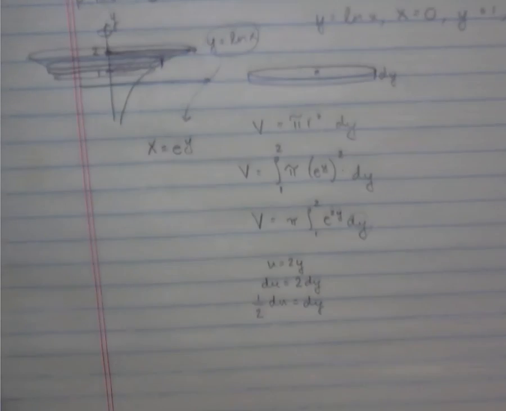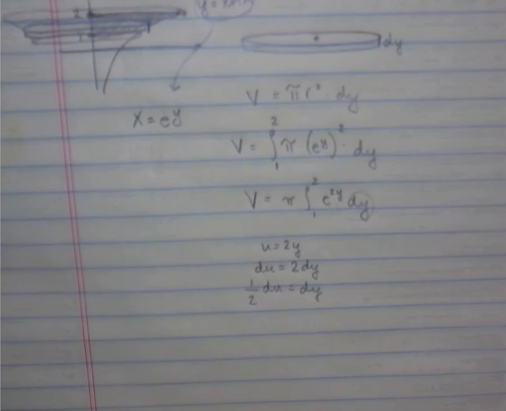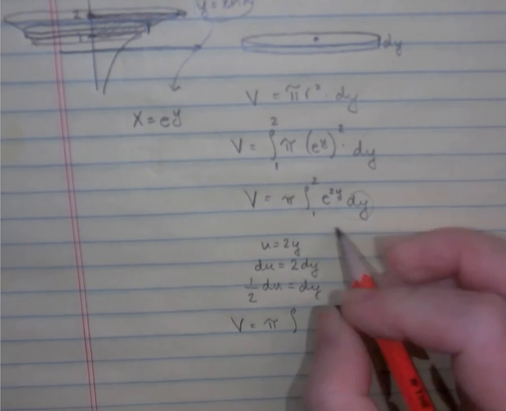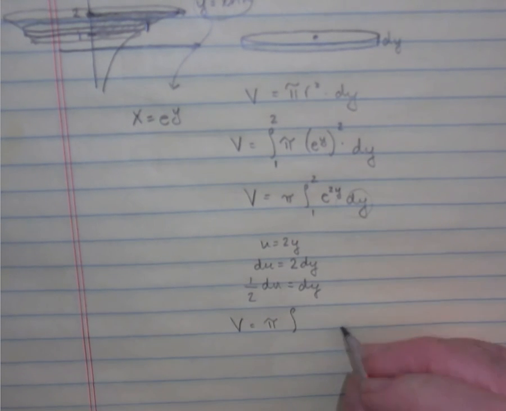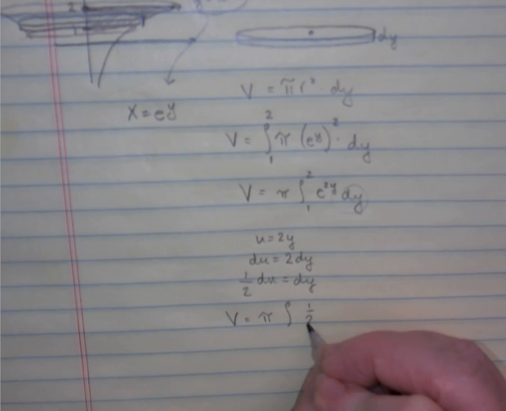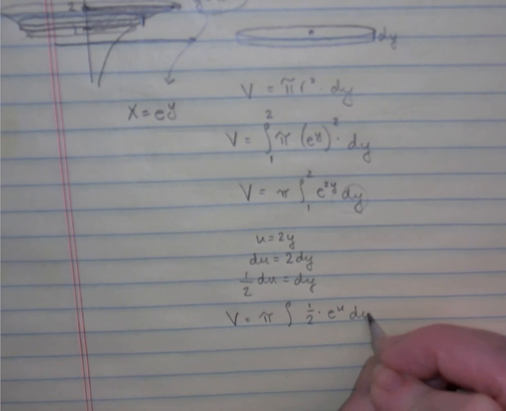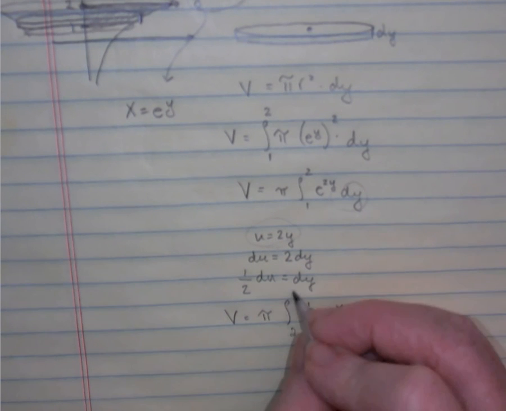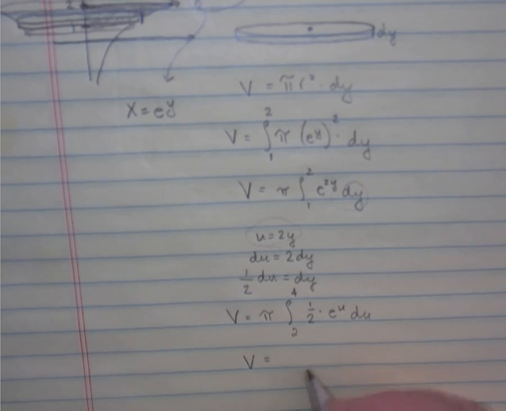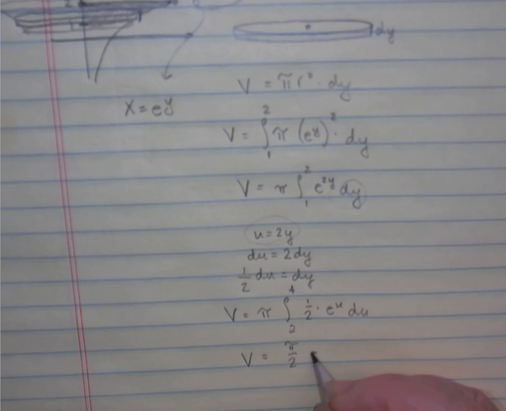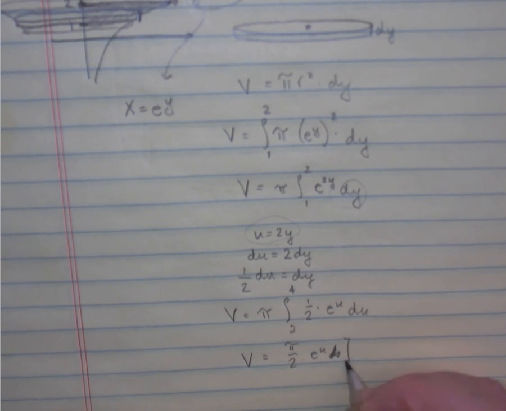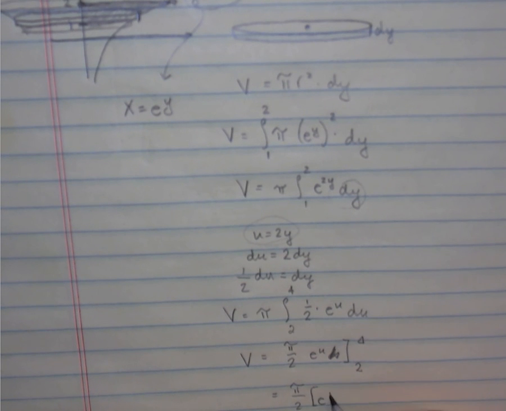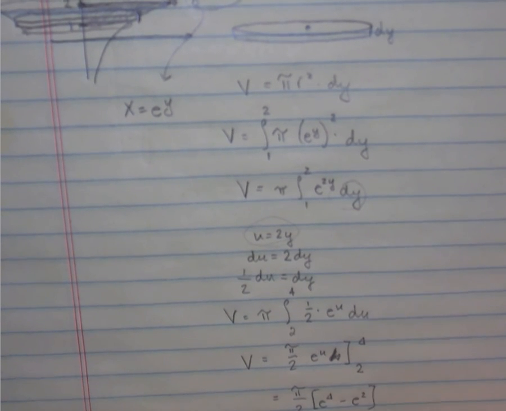So our volume is going to be pi. In fact, I'm going to change my limits of integration. If u is 2y, this is going to give us 1/2 e to the u du, and now I'm integrating with regard to u, so I'll change my limits of integration to u values. So u goes from 2 to 4, and our volume is just pi over 2 times e to the u between 2 and 4. So our volume is pi over 2 times e to the 4th minus e squared, and that's all you can do.